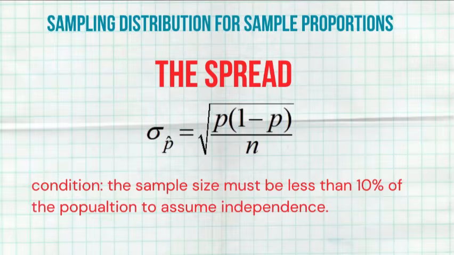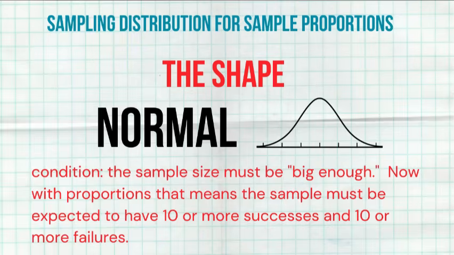That's why we have that condition I've already mentioned, that the sample must be less than 10% of the population to assume independence. Lastly, we have the shape, and the shape is going to be normal as long as our samples are big enough. How do you know if your sample is big enough? When you're working with proportions, your sample is big enough as long as it has 10 or more successes and 10 or more failures expected in it.